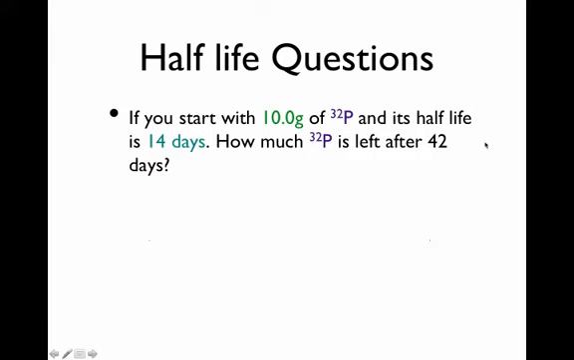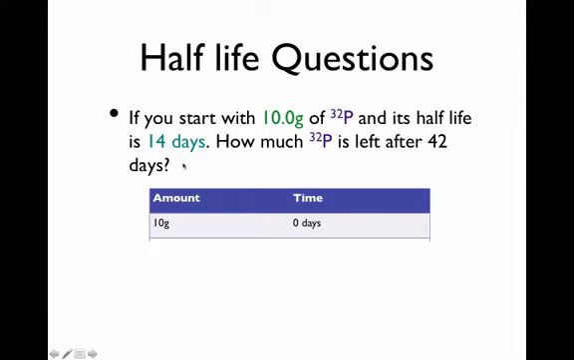The way that I typically deal with this question is to make a table of the information. So how much do we start with? We start with 10 grams. So I make a table that usually has 2 columns: the amount of radioactive material we have and the amount of time that has passed. So at the very beginning, when no time has passed, I'm calling that 0 days, we have 10 grams of radioactive phosphorus, of P32.